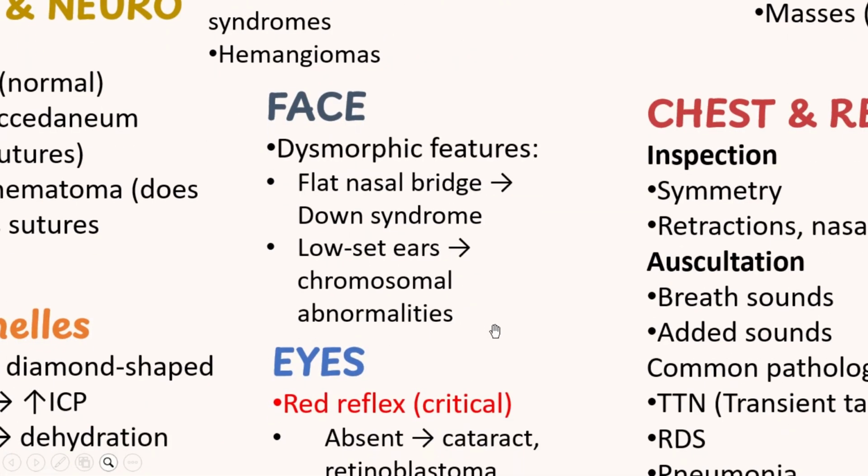When we look at their face, we're looking for dysmorphic features. We have features like a flat nasal bridge, which could point to Down syndrome. Low-set ears could also point to things like Down syndrome and other chromosome abnormalities.